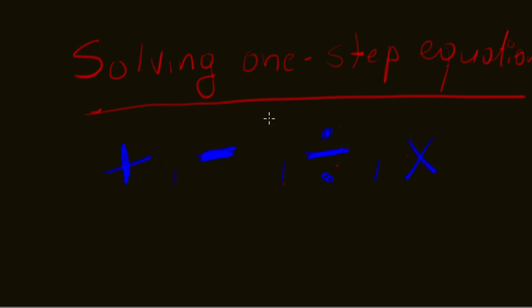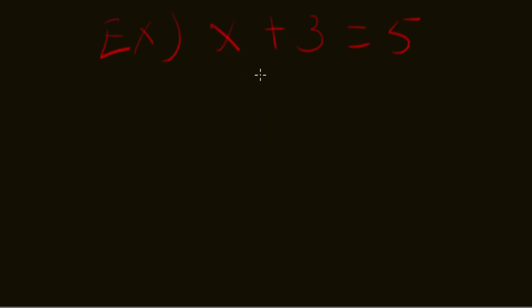Today we're going to learn how to solve one-step equations involving addition, subtraction, division, and multiplication. Let's look at this example: x plus 3 equals 5. On this side we have x plus 3, on the other side we have 5. The reason this is an equation is because both sides are equal. Both sides need to be equal.